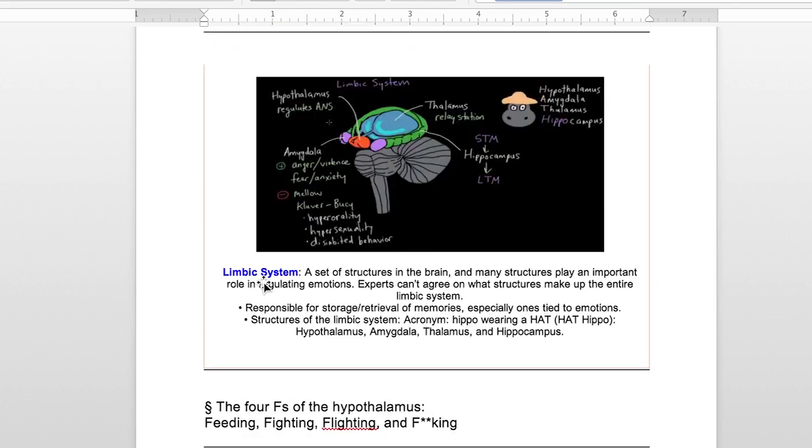Next, for the limbic system, what is part of the limbic system? And that is all over here. So the acronym for that is hippo wearing a hat. And that is for a hat hippo, right here. Hippo wearing a hat, that's how you remember it. The actual acronym, sorry, is HAT HIPPO: hypothalamus, amygdala, thalamus, and hippocampus. This is from Khan Academy, actually.